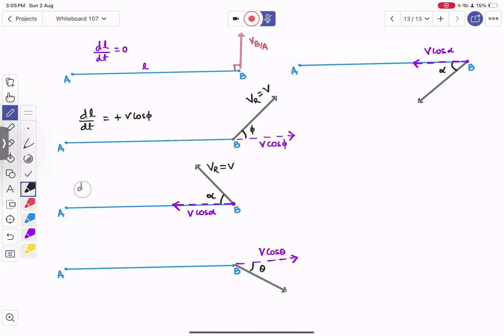In this case, dl by dt will be minus V cos alpha. In this case, dl by dt will be plus V cos theta. In this case, dl by dt will be minus V cos alpha. I hope all these cases are clear to all of you. Clear, no?